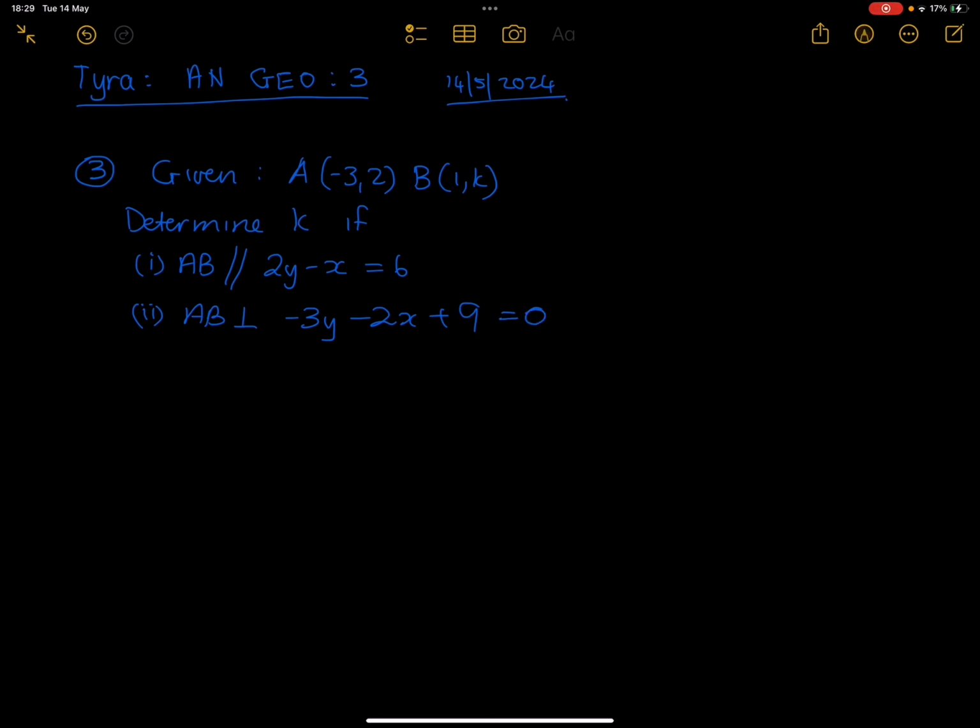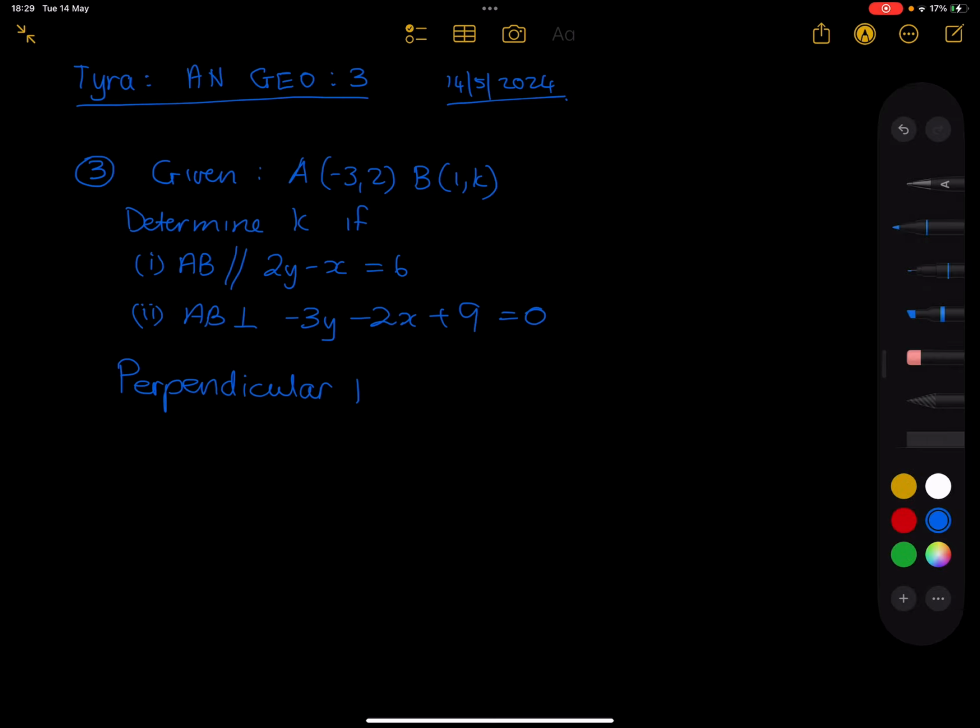Okay, the first one, the perpendicular one, no, I want the parallel one. Why am I so stupid? The parallel one.